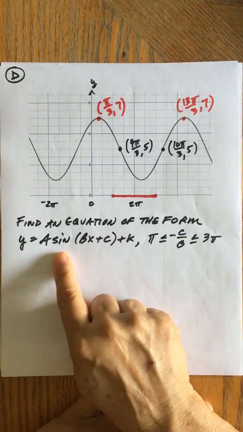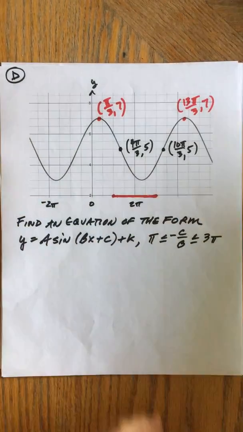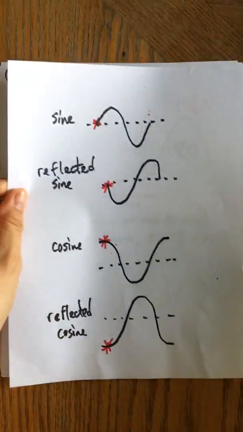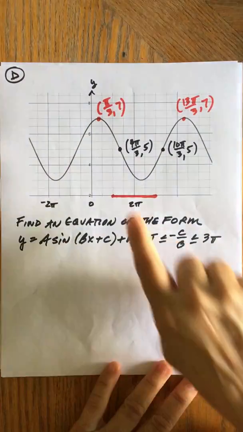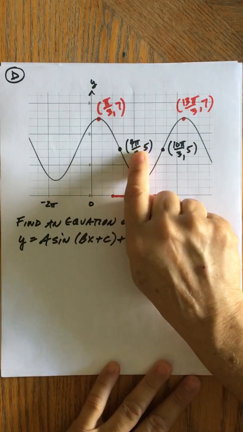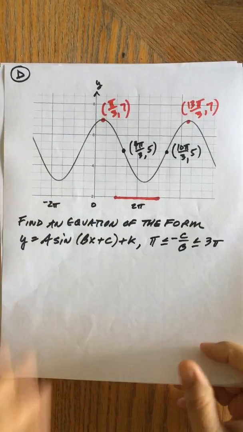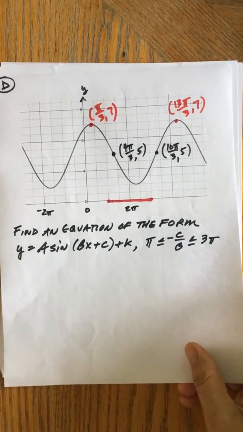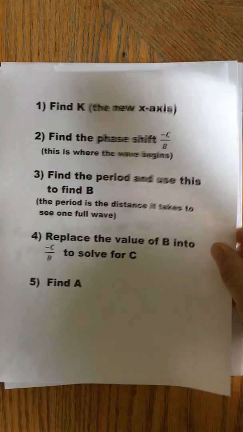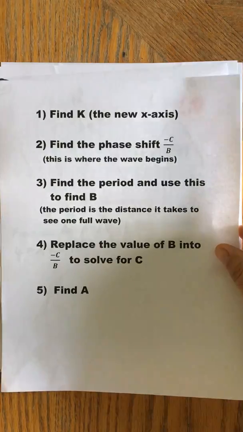It's a sine wave, so I've got to see where it crosses the x-axis, right? For a sine wave, you've got to figure out where it crosses the x-axis. So you're like, okay, it's right there. And then they give it to you that it's 4 pi over 3, right? So you're like, oh, okay, let's start out then. Go through our little recipe. First I find K, then I find the phase shift, then I find B.